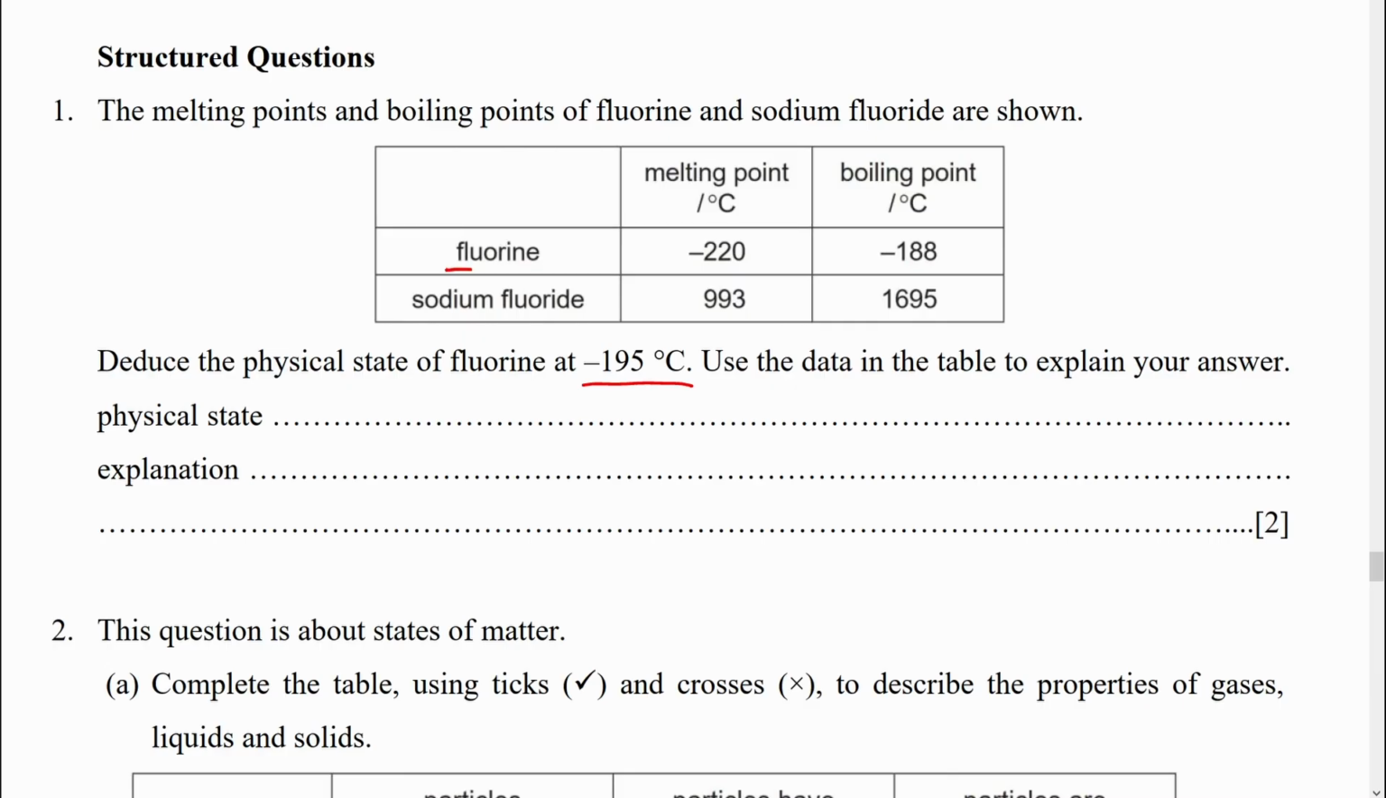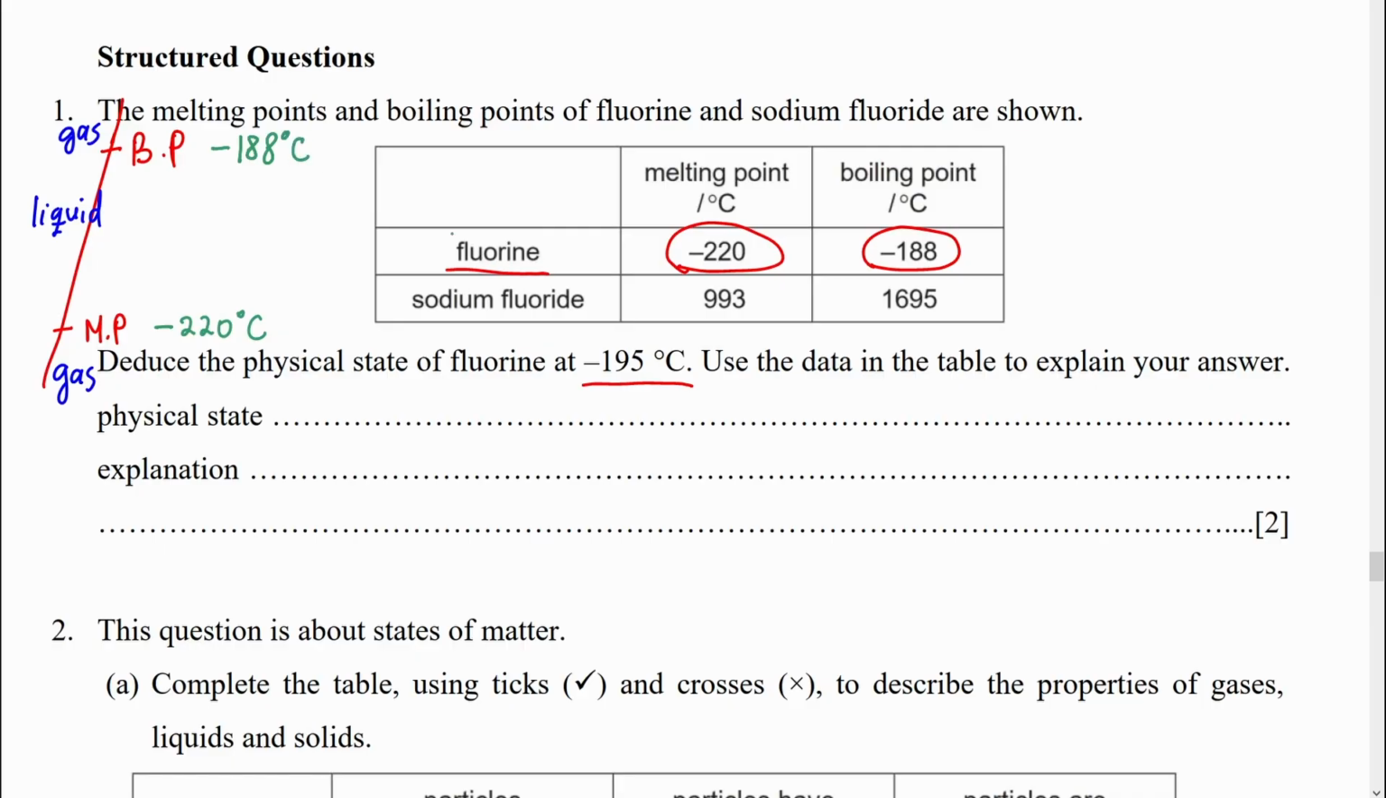Okay, now let's take a look at fluorine. The melting point is negative 220 and the boiling point is negative 188. As we know from the heating curve, the graph is going to be like this. So boiling point is always above the melting point, right? Above boiling point, the state is gas. Between boiling point and melting point is the liquid, while below melting point is solid. So for fluorine, the melting point is negative 220 degrees Celsius, while the boiling point is negative 188 degrees Celsius.